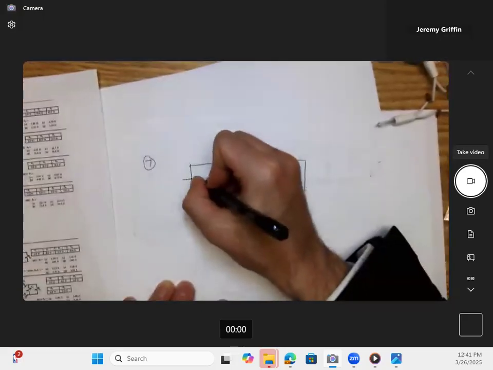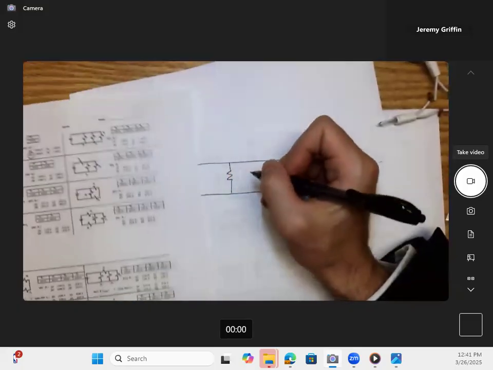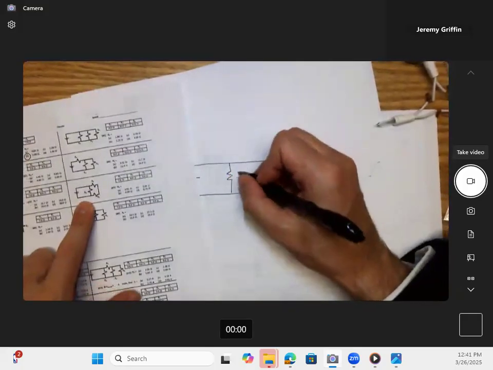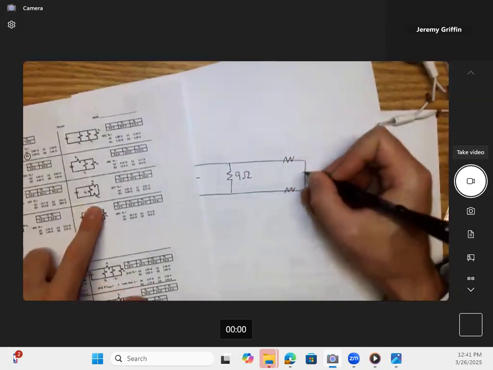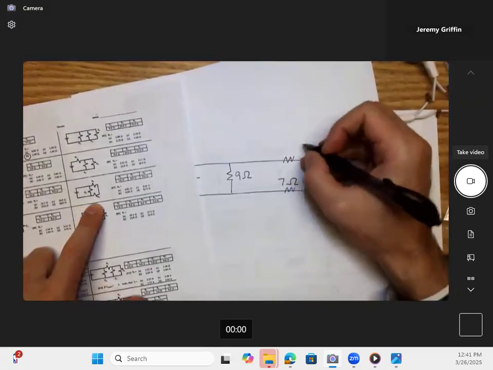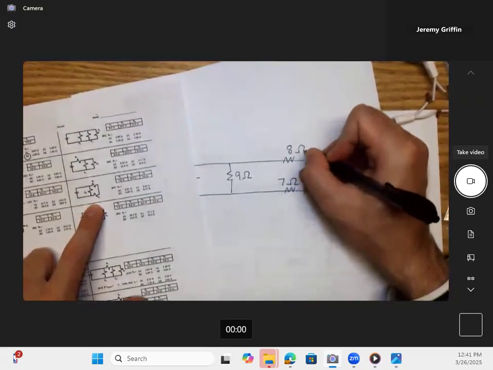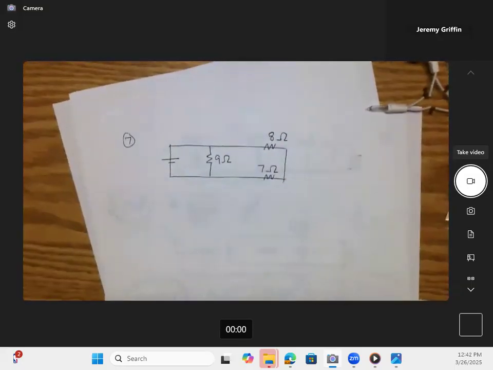Okay, got some voltage over here. Now this one, this resistor, I got this many ohms. I got a resistor here, resistor here. All right, this one I got this many ohms. And this one I got this many ohms. All right, there you go. There's my circuit. You guys got your circuit drawn on paper for number 7?